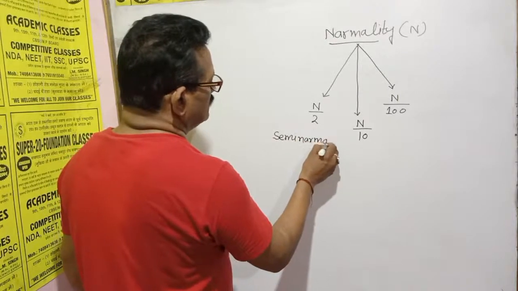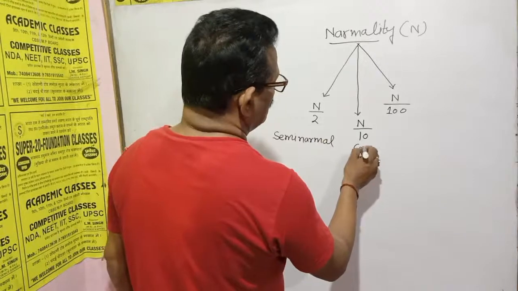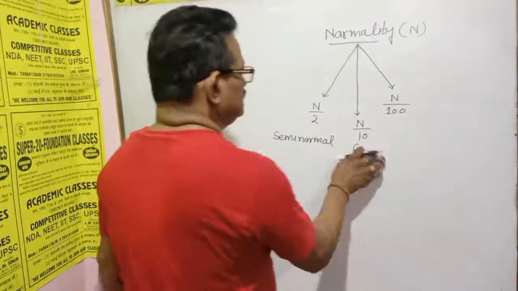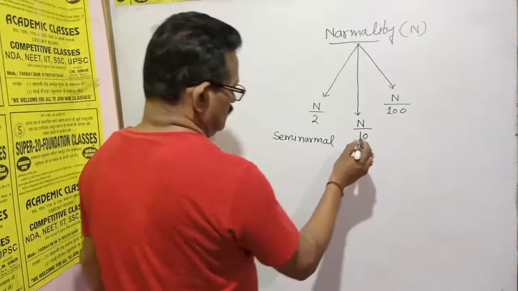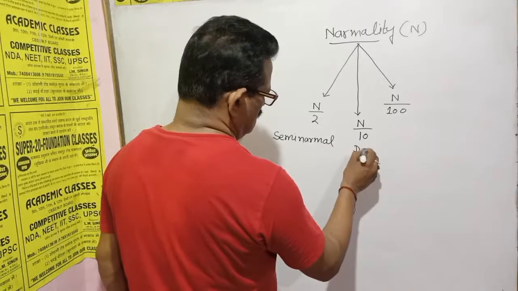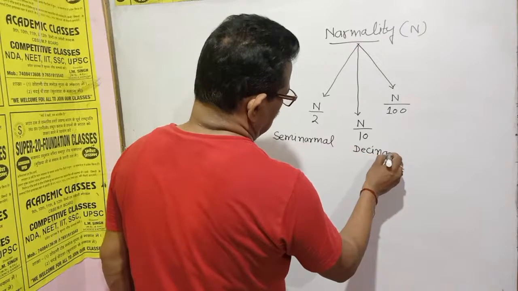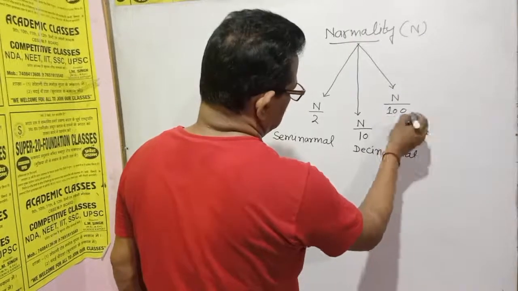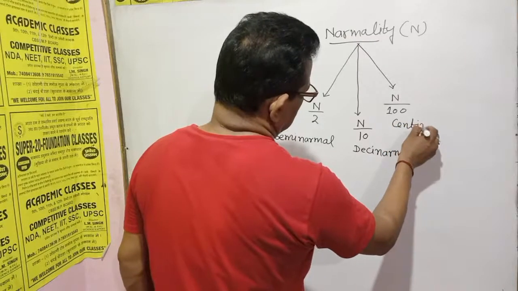Semi normal, centinormal, not centi or deci. This is the deci normal, deci normal, and this is the centi normal.